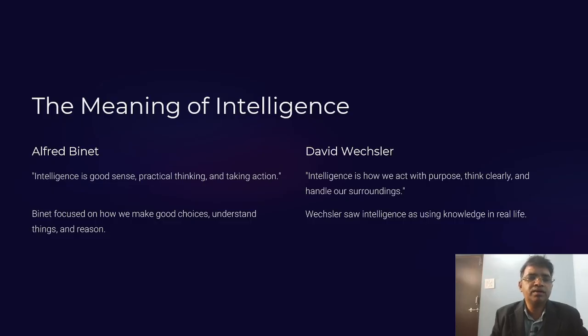As per Alfred Binet, intelligence is good sense, practical thinking and taking action. Binet focused on how we make good choices, understand things, and reason. As per David Wechsler, intelligence is how we act with a purpose, think clearly, and handle our surroundings. So, Wechsler saw intelligence as using knowledge in real life.